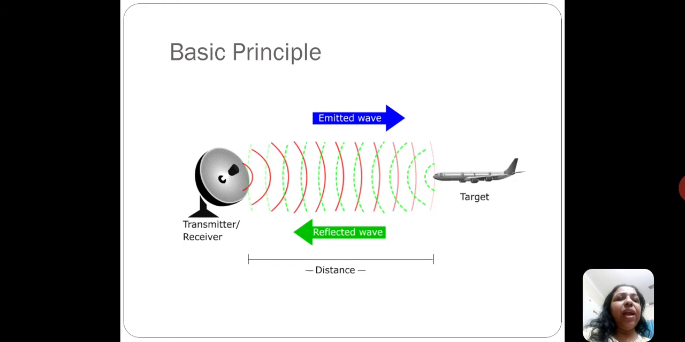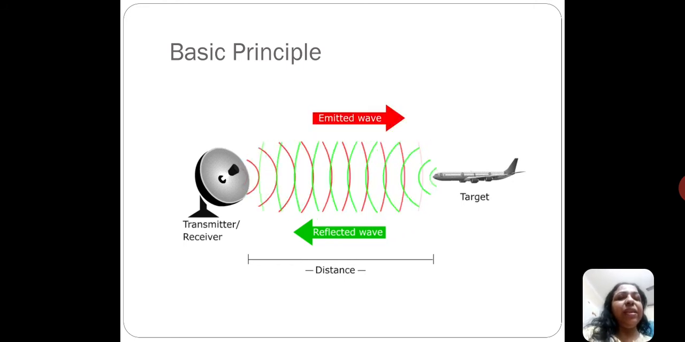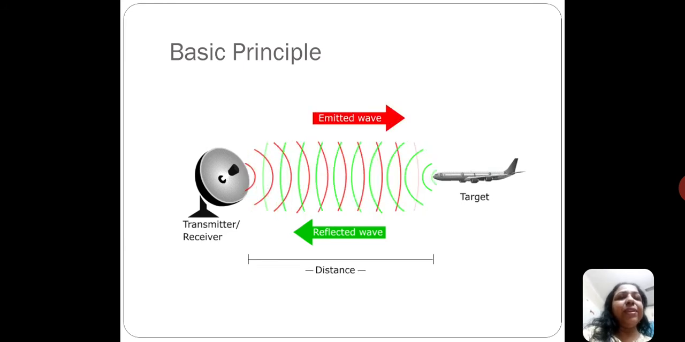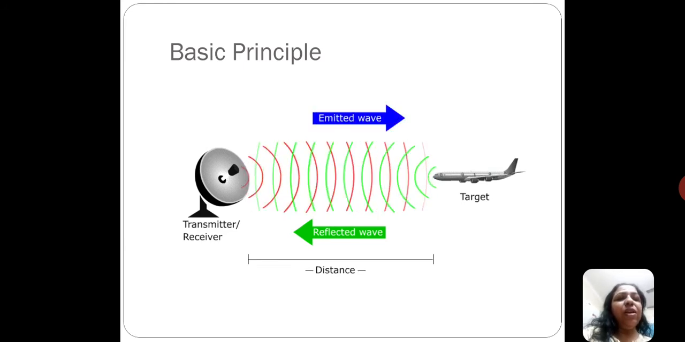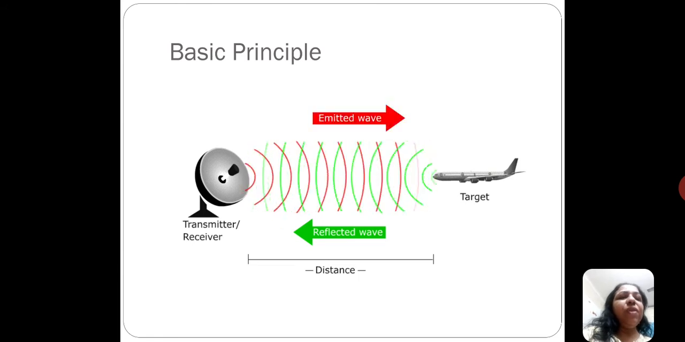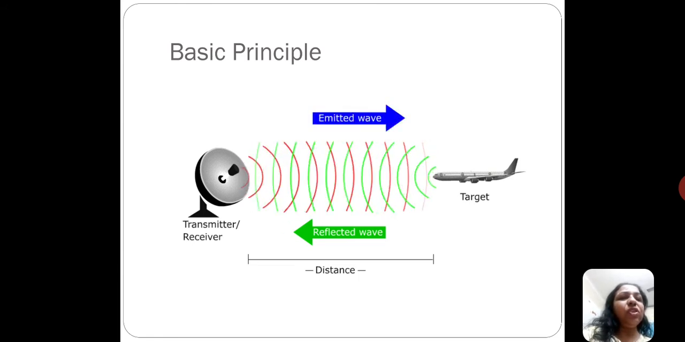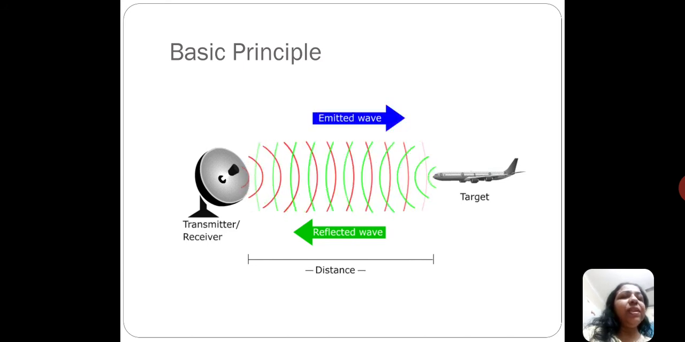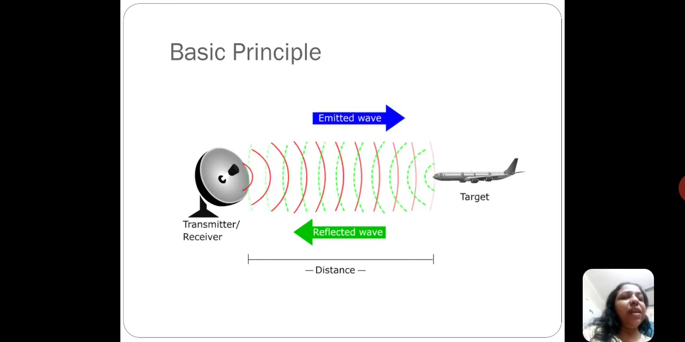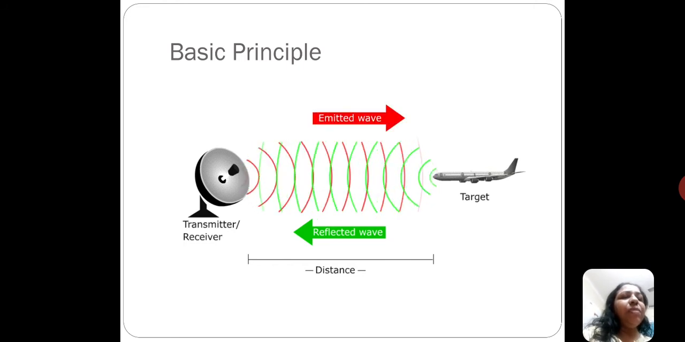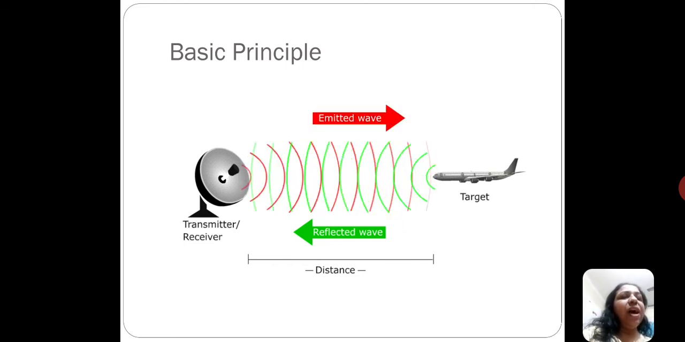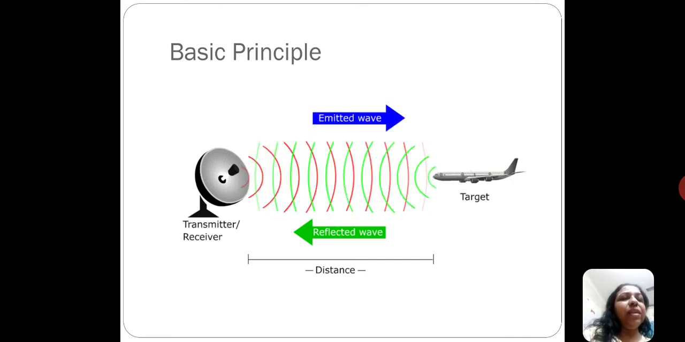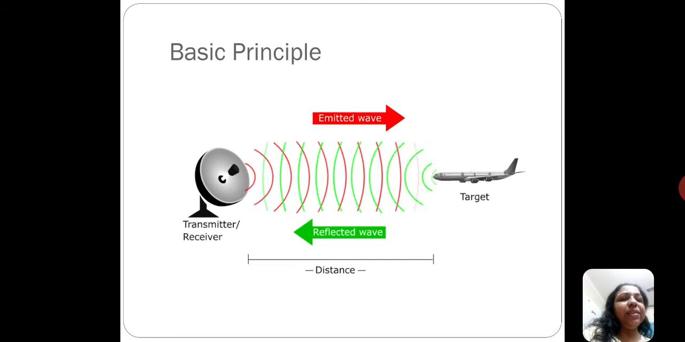Now, this figure shows the basic principle of radar. We have a transmitter or receiver antenna, and the same antenna serves both purposes, transmitting and receiving radio waves. From the transmitter, radio waves are transmitted, shown by the red lines, and they travel towards the target. Here our target is an aircraft. After striking the aircraft, the radio waves are reflected back, and the reflected waves are shown by green lines.